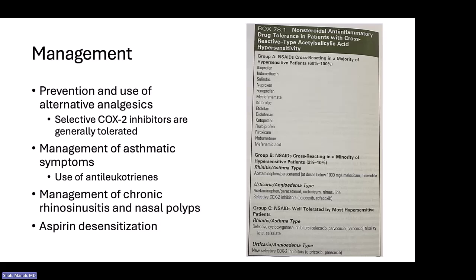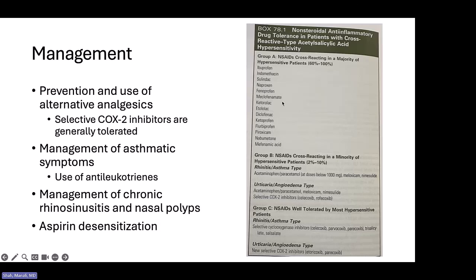It's really kind of preventing the use of medications that will bring on the disease, so different COX-1 inhibitors, and then giving options for alternative pain medications. Again, this box on the right is from the Middleton chapters. That top group, Group A, are patients who will cross-react to multiple NSAIDs.